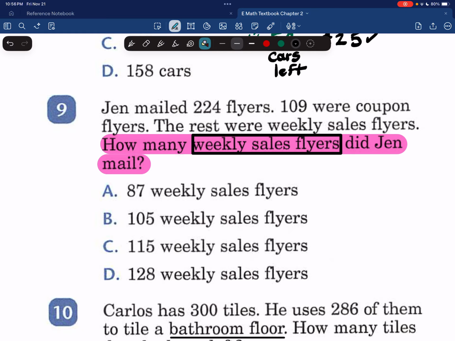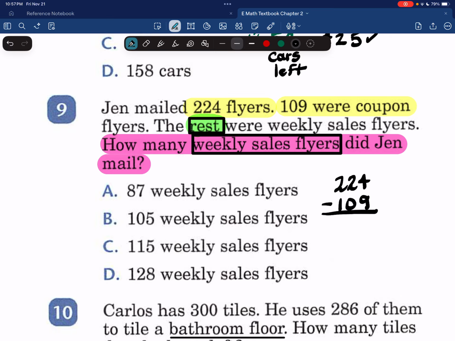So when I look back here, I see that I have 224 flyers, 109 were coupon, and here's that keyword that's so very, very important. That is telling me, if I know what I'm looking for, it tells me what to do. It tells me to subtract. So I'll take the 224 minus the 109.